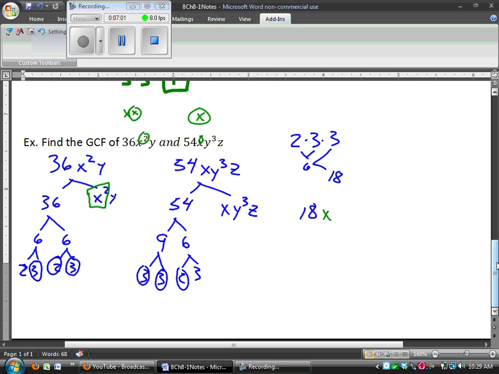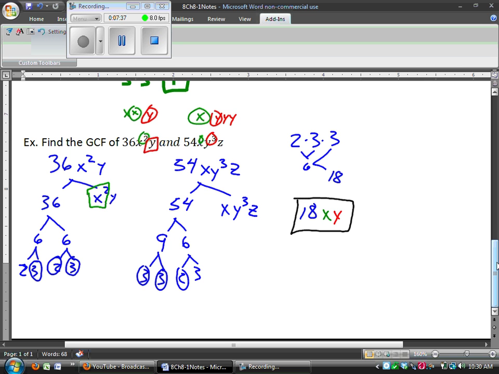Then I can look at my y's. Here I have 1 y. Here I have 3 y's. So how many can they share? They can share 1. Okay. Now the 54 has a z with it, but there's 1 z there. There's no z's over with the 36, so they don't share any of those. Remember, when we're looking for the GCF, we're always looking for what they share, which means the most that they share is 18xy.